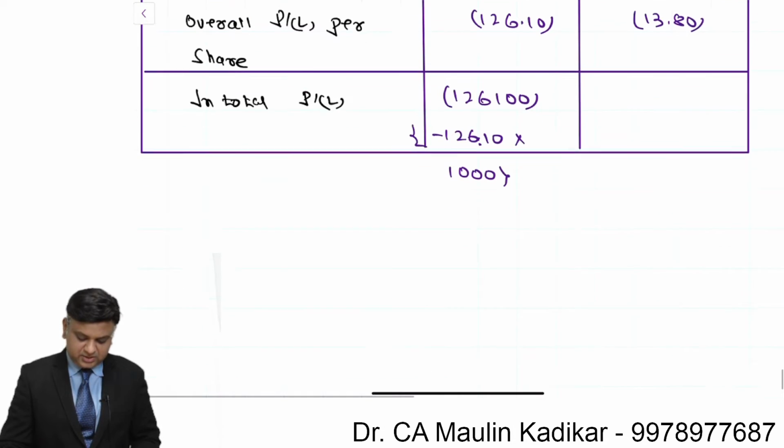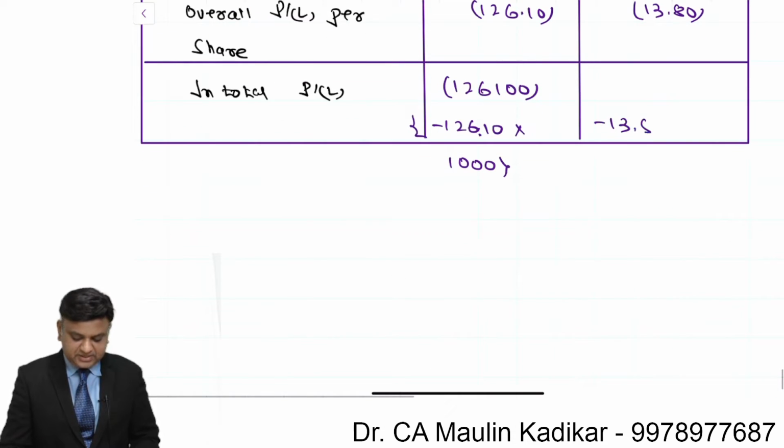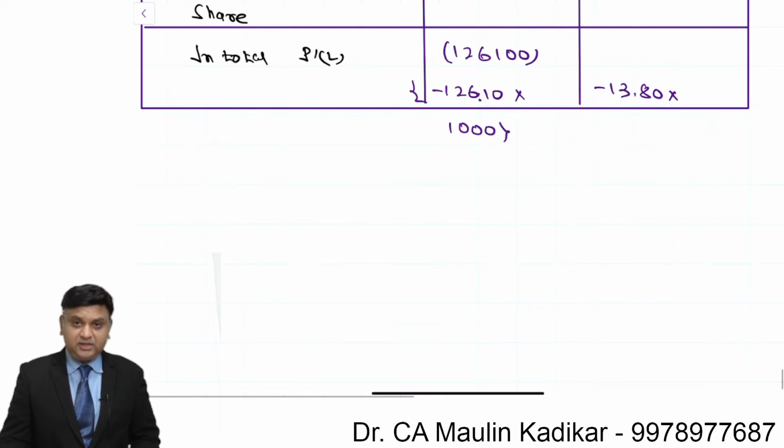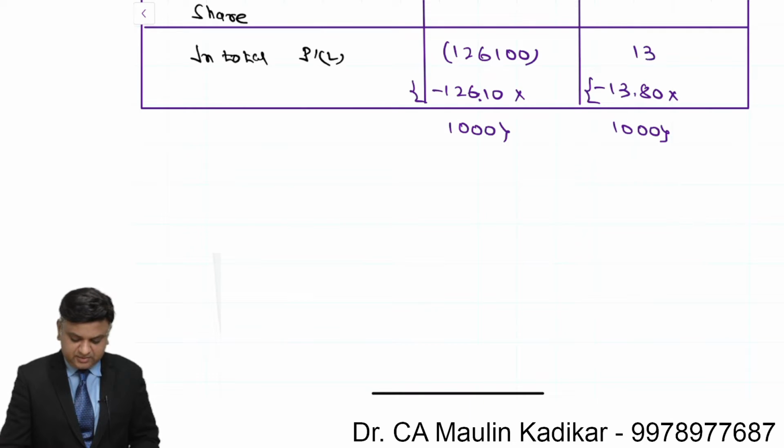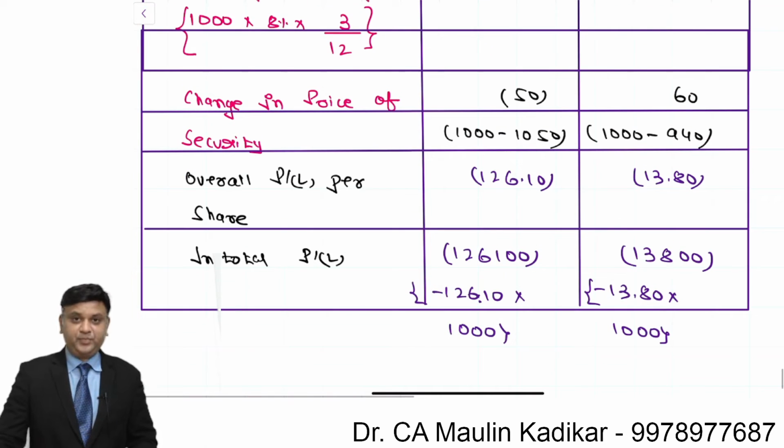Again loss. In spite of the fact that the prices have changed in favor, yet the dividend and the lending charges are of such amount that ultimately we are incurring loss. I think it is 13,800. Okay.